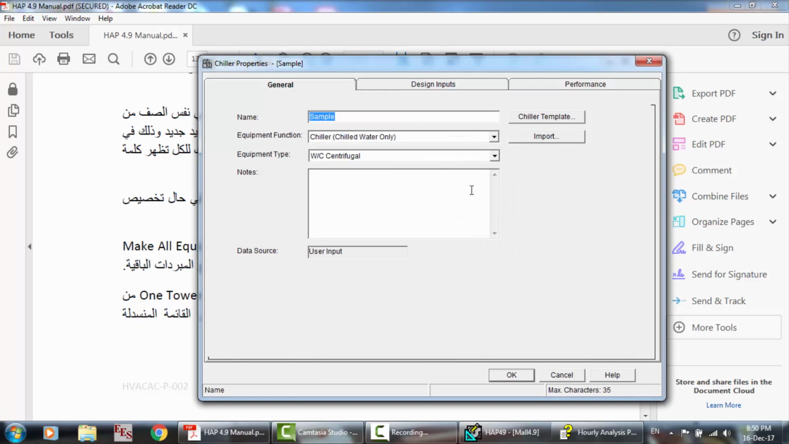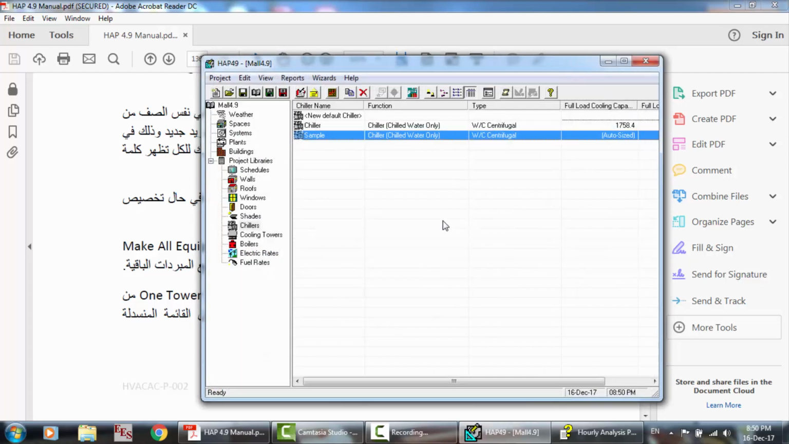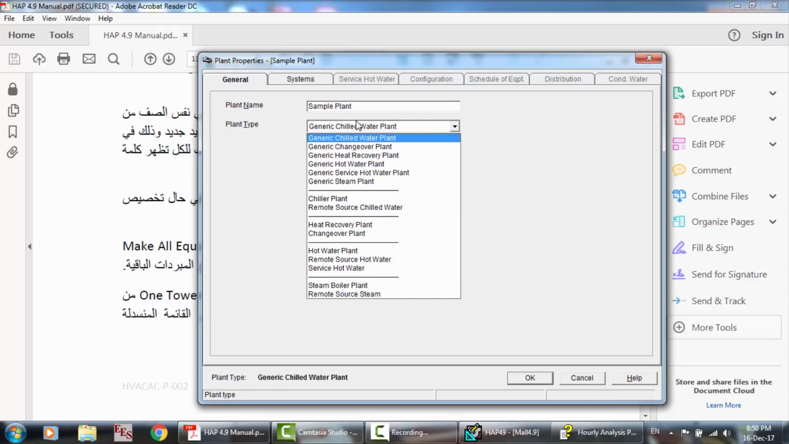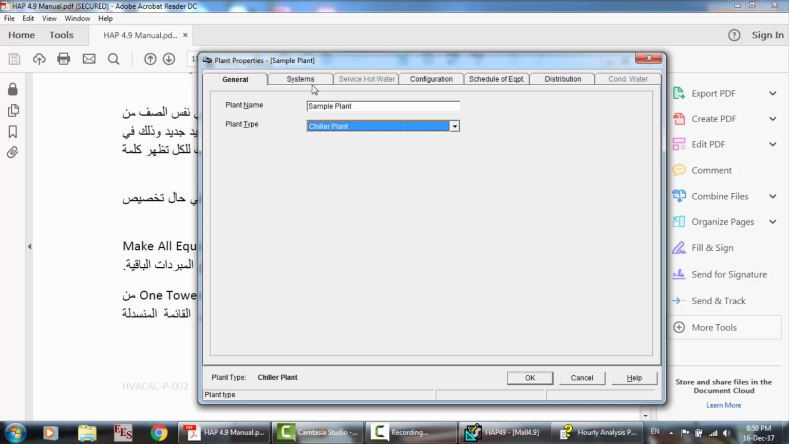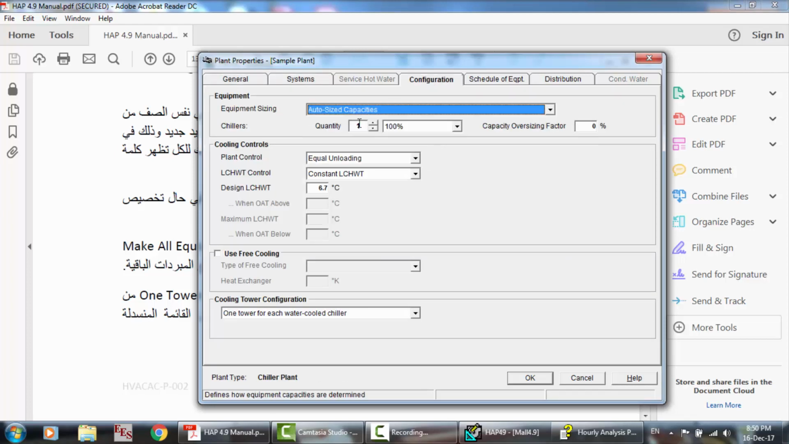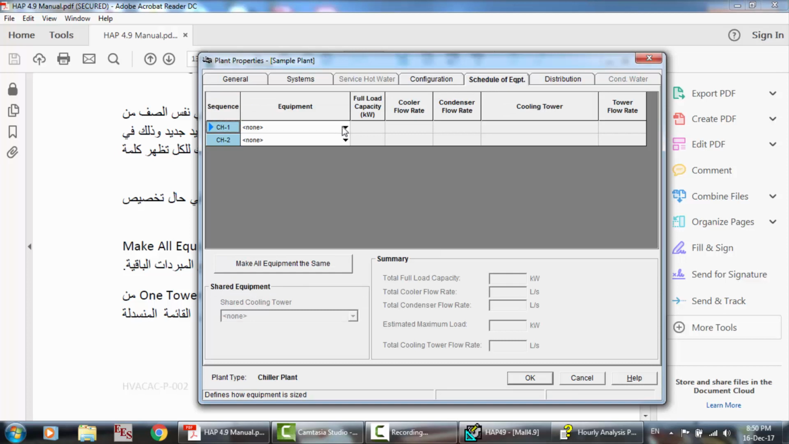If we delete this, and go to plants, new chiller plant, systems, configuration, schedule of equipment. You can create a new chiller. Why? Because we have here auto sized capacities.